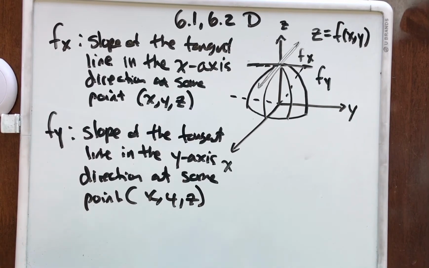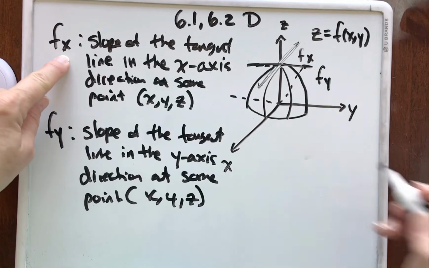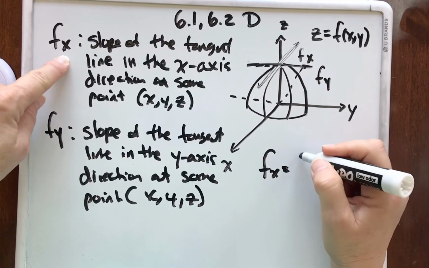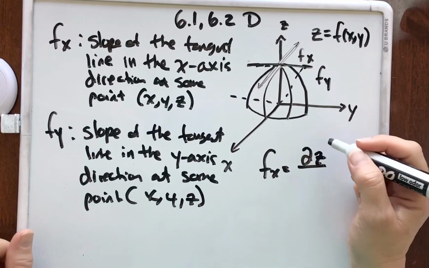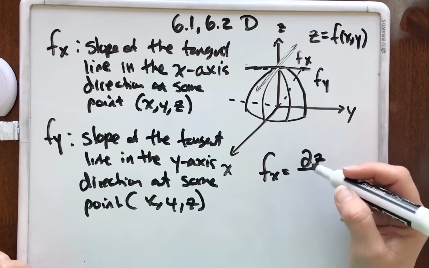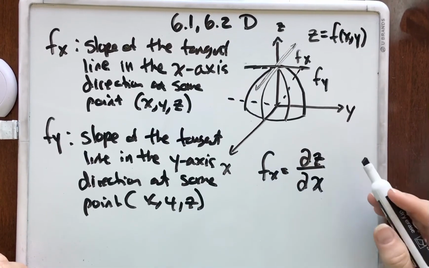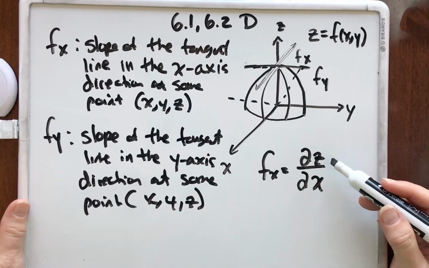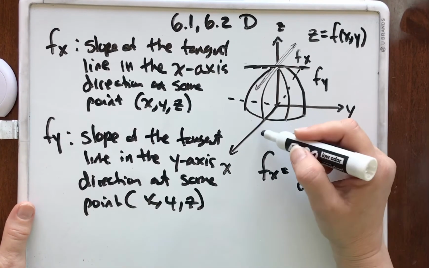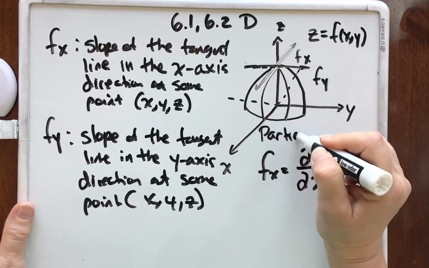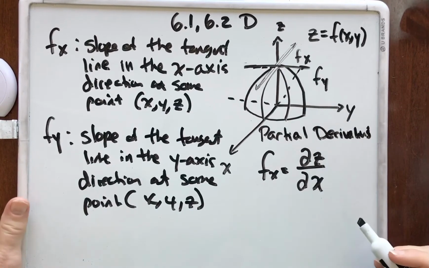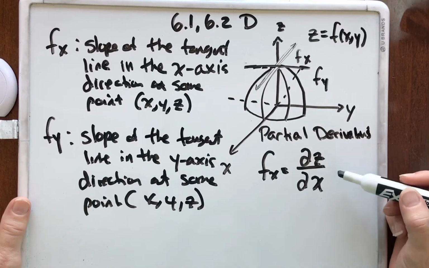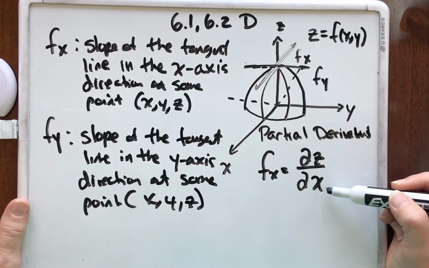Okay. Now that you know what that is, I'm going to go a little bit further. You'll see fx written as this del sign, and we read this as the partial of z with respect to x. The partial of z with respect to x. These are called partial derivatives. Okay? I'll say this again. Partial of z with respect to x.